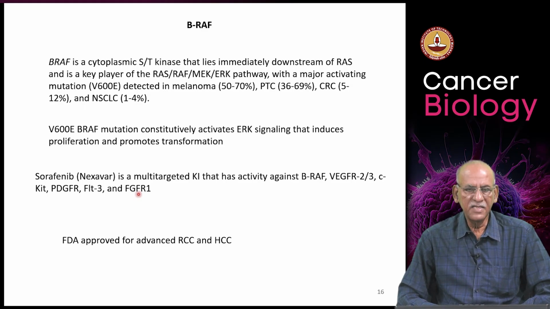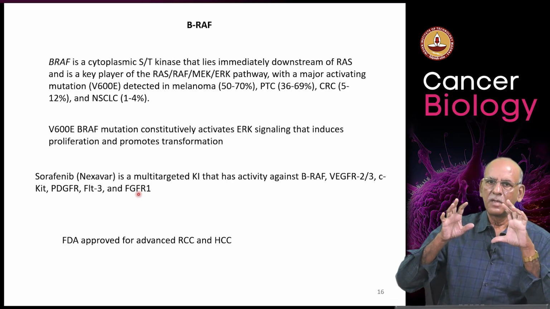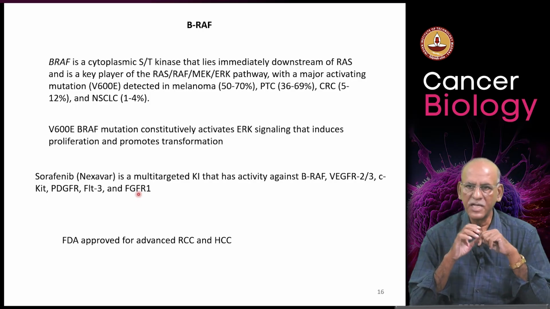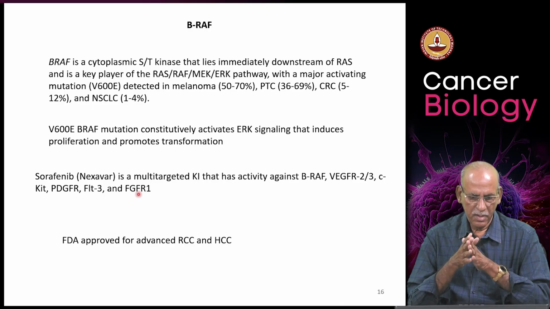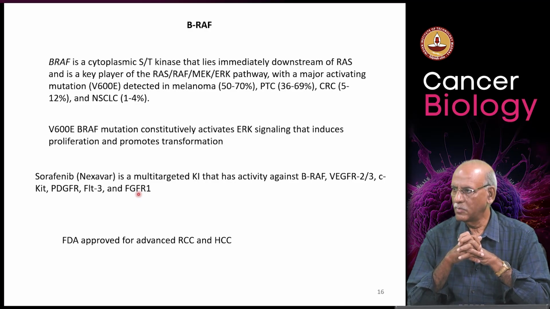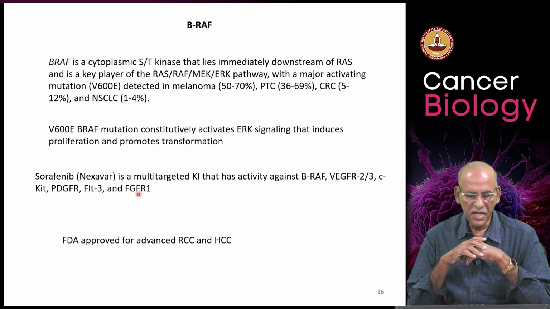So, the so-called V600E BRAF mutation is a very important one. When that happens, it activates MAP kinase signaling. ERK means extracellular regulated kinase, which is again MAP kinase only. That induces proliferation and promotes transformation. So, the defect there is activation of the RAS MAP kinase pathway, which induces proliferation. That is why BRAF mutation plays a very important role. Once you have this mutation, there is an activation of this pathway. So, such inhibitors are very, very important.